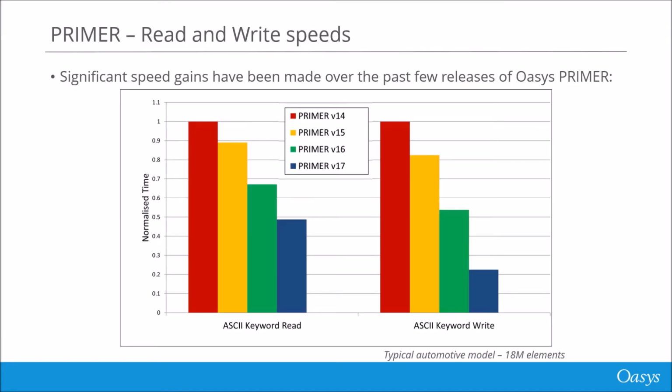So let's go back to the previous chart, and let's add on the read and write times for a binary format file in Primer 17. As you can see in reading the file, it is faster, you get modest gains, but it's writing a file where you gain significant speed improvements. So using a binary file format is a really useful way of saving time during your model development.